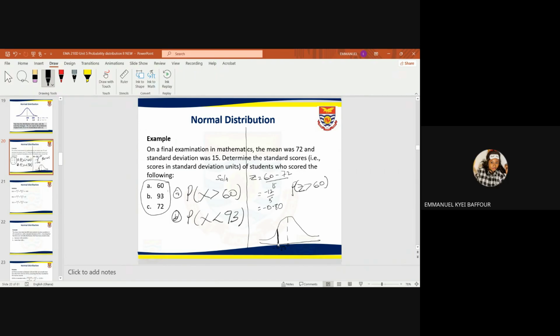Is the same as your X being exactly equal to 60, right? Or your Z, this one should have been negative 0.8, or negative 0.81. Yeah, I was about to ask a question, but you are explaining.